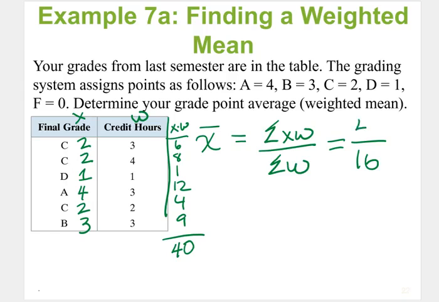All right, so that was 40. So if I take that 40 and divide it by 16, I get my GPA. GPA should always be rounded to 2 decimal points, just as a general practice across all the colleges and universities. So your GPA for that semester was a 2.5. So that's how you calculate your GPA. Very simple.